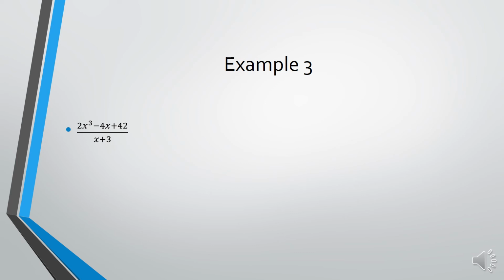Right, now let's look at 2x cubed minus 4x plus 42 divided by x plus 3. Now when I write this out, I'm going to do something a little bit different. If you notice, I don't have an x squared term. So instead of just skipping that, I'm going to write 0x squared, just because I want to make sure that I line everything up properly. You don't have to do this. I recommend you do it, but you don't have to do this. And we'll do everything exactly the same we did before.